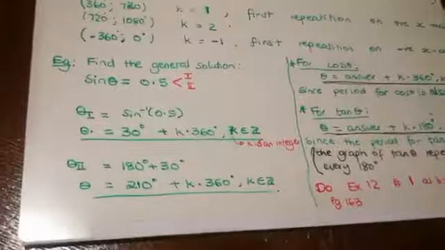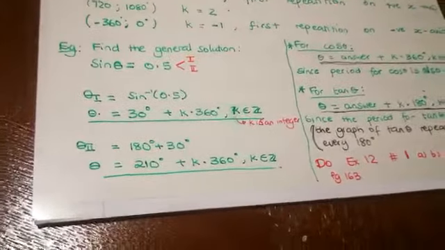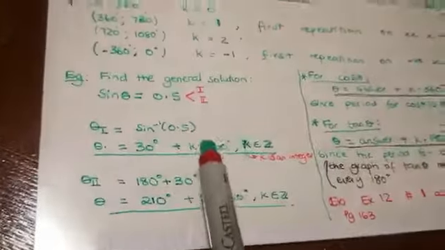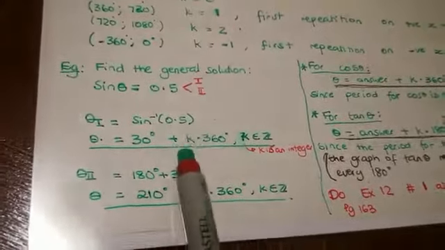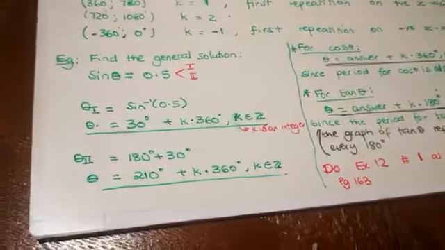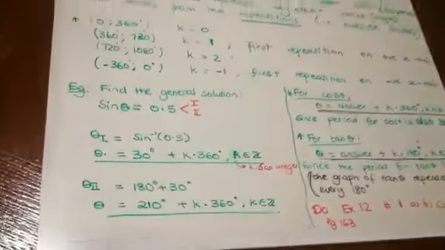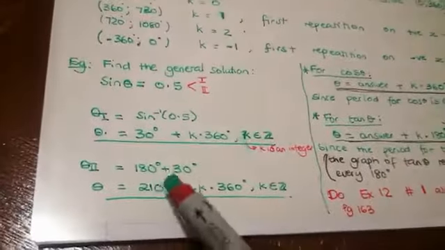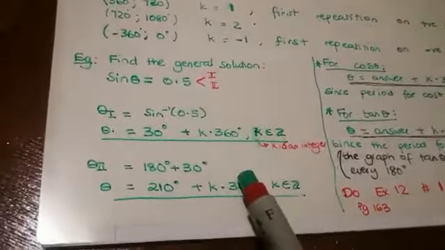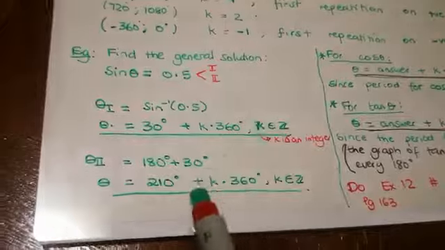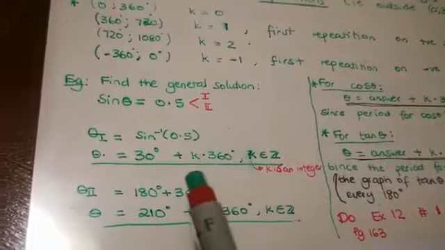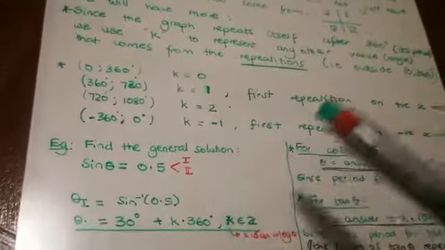So the only difference now is that we are adding just this k to accommodate, if the question says general solution, it means we have to accommodate the other answers that come from the first repetition, second repetition on the right hand side or on the positive x-axis, and also on the negative x-axis. Okay, so I hope it's clear. We are not changing the way that we are solving the equation. The only thing is that we have to now add this k times 360.